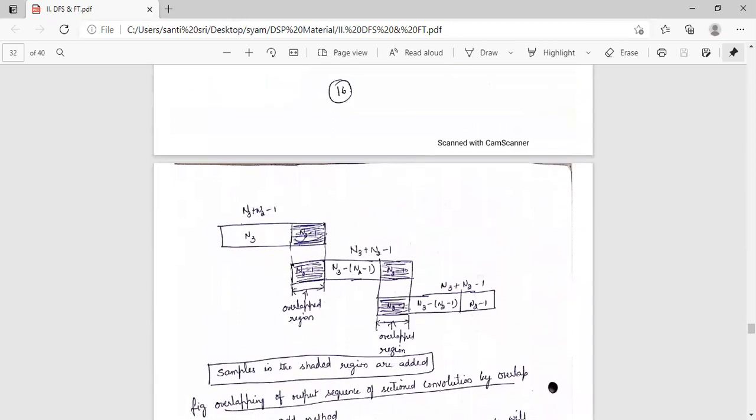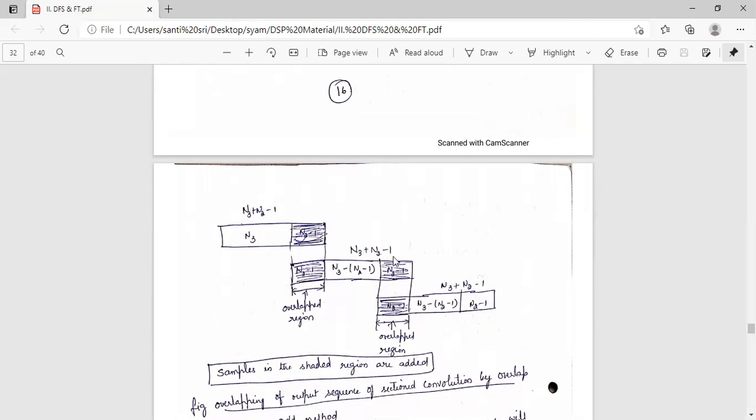If we take N3, N2 minus 1, this is the smaller sequence, this is the larger sequence. Here we have N2 minus 1, then N3 minus N2 minus 1, then N2 minus 1. So this is N3 plus N2 minus 1. This is the overlap region, and this is also an overlap region. Samples in the shaded region are added. These N2 minus 1 samples are added, and these N2 minus 1 samples are added, so that we get N3 plus N2 minus 1.